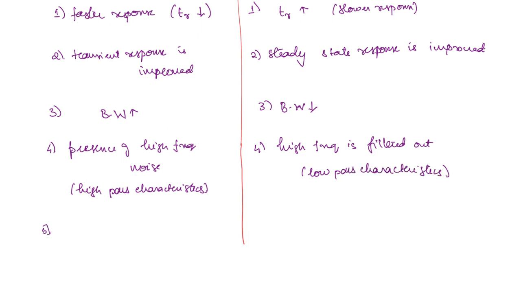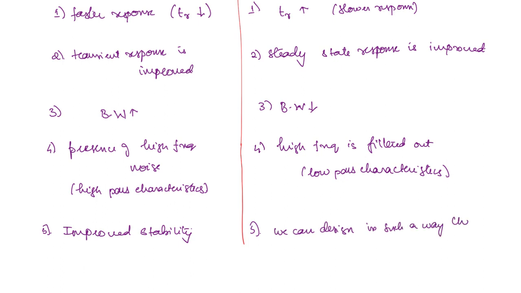Next, what about stability? Here we have improved stability, but in the case of PI, the stability will be reduced, but by choosing the proper values, we can make sure that stability is not much affected. We can design in such a way that the existing stability, whatever the existing stability condition is before you put the PI controller, is not disturbed. Okay, it's not really that easy to improve stability in PI.